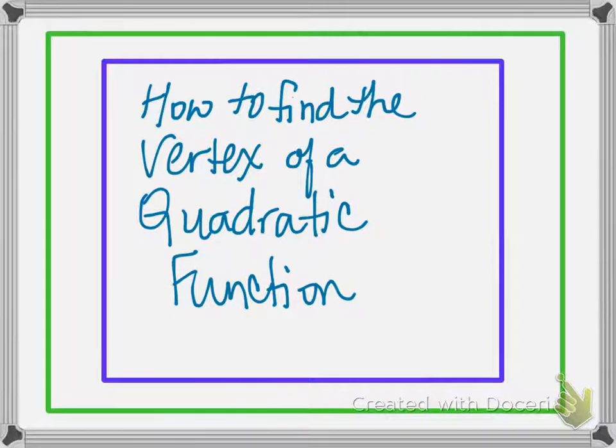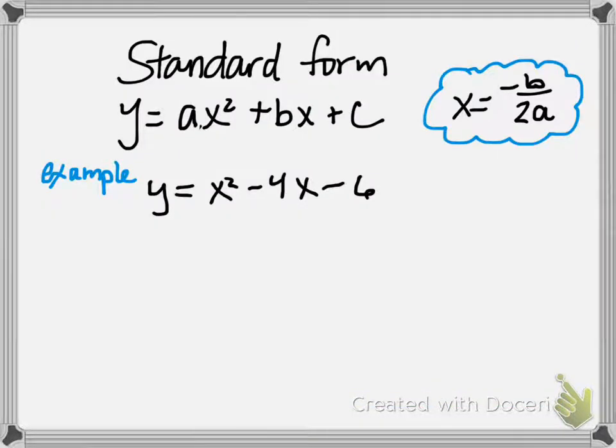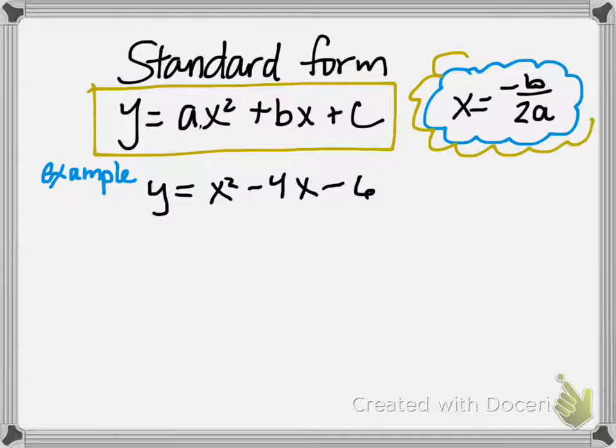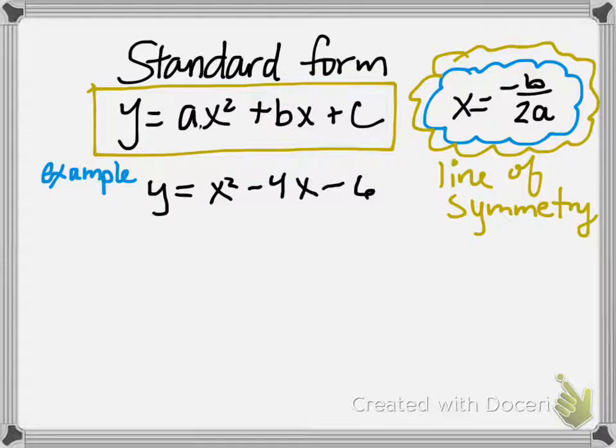So our first form that we encountered was standard form. And here's generic standard form right here. When a quadratic is in standard form, if we memorize this little equation, negative b over 2a for x, that is called the line of symmetry. But I just pretty much think of it as the x-coordinate of your vertex, which is really useful to know if you're going to graph it.